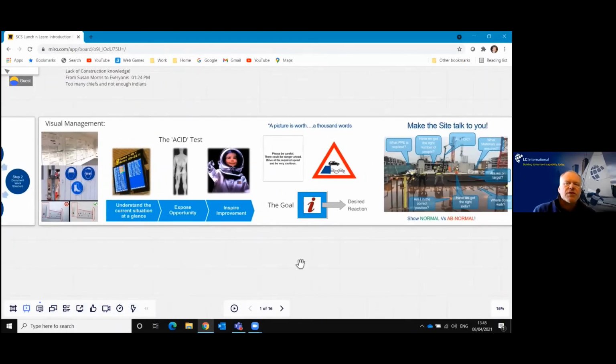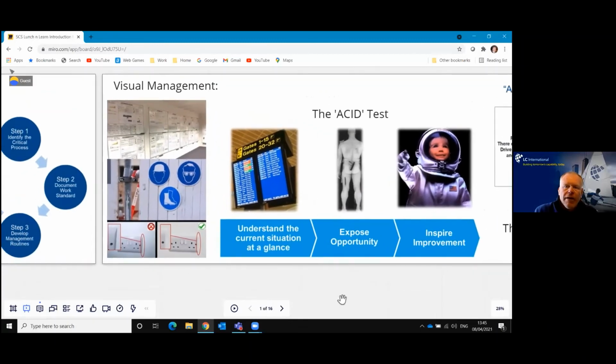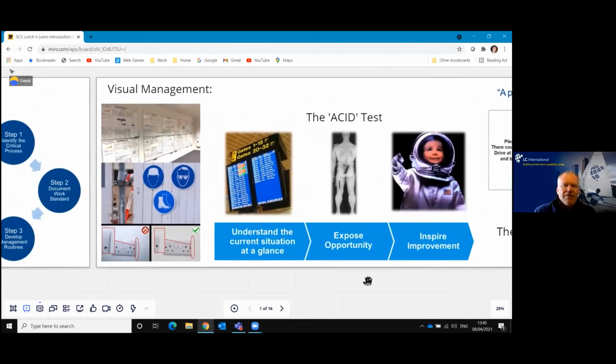Now, visual management has a couple of elements, and I'm just going to zoom in onto the elements around the left-hand side to start off with. So visual management needs to have three elements, and we call this our acid test. With any visual management or any visuals we use on site, whether they be printed out documents or posters, or whether they be our control rooms or package boards that are driving our plan forward within teams, we need to be able to understand that situation at a glance. So can your teams understand what that visual management and that information is telling them?